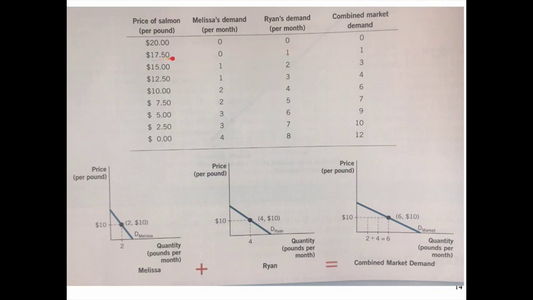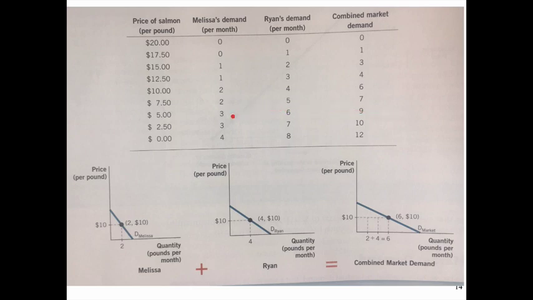Ryan can buy it at $17.50, Melissa can't. So this is the demand schedule. Notice that their demand is different, and if we combine them together, we would get market demand. So it's all the people who are willing to participate in buying that product. You put all their demand schedules together, that's combined market demand.